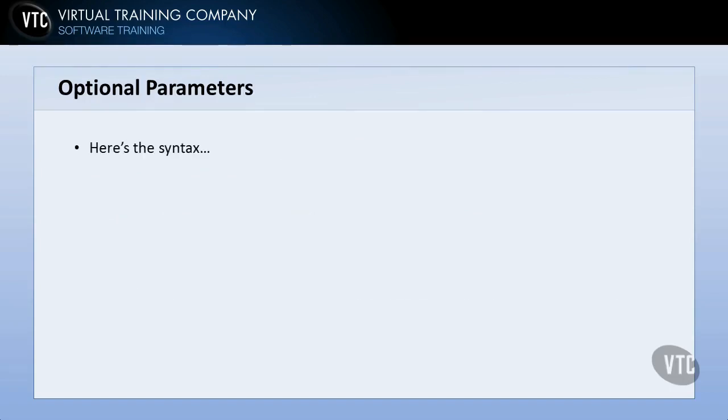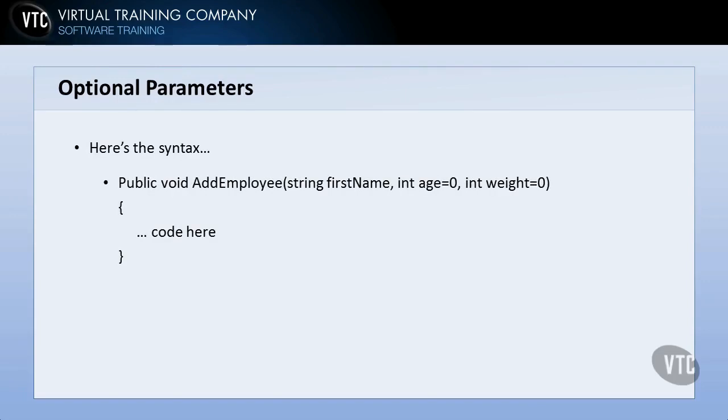Pretty straightforward. Here's the syntax for it. Notice I've got a method named add employee. I'm expecting a string for the first name. And then notice I'm taking an integer of age, and by setting it equal to 0, this is instructing the C# compiler that this is an optional parameter, and then weight is also set equal to 0. Those are the defaults, and that makes it optional.